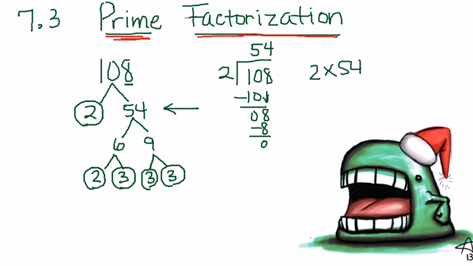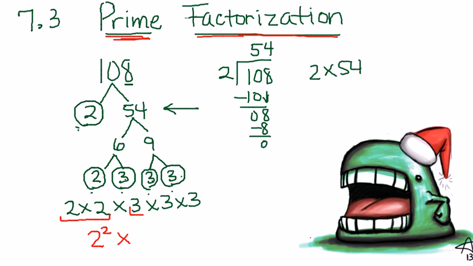Is this 3 prime? Yes. So it looks like we have taken care of all of our branches. There are no branches that are open. So now we're just going to simply write out the prime factorization. Again, it goes in numerical order. I have 2 times 2 times 3 times 3 times 3. Now, how can I rewrite this using exponents? Well, look here. I have 2 2's, so I can write 2 to the second power times how many 3's? 3 to the third power.